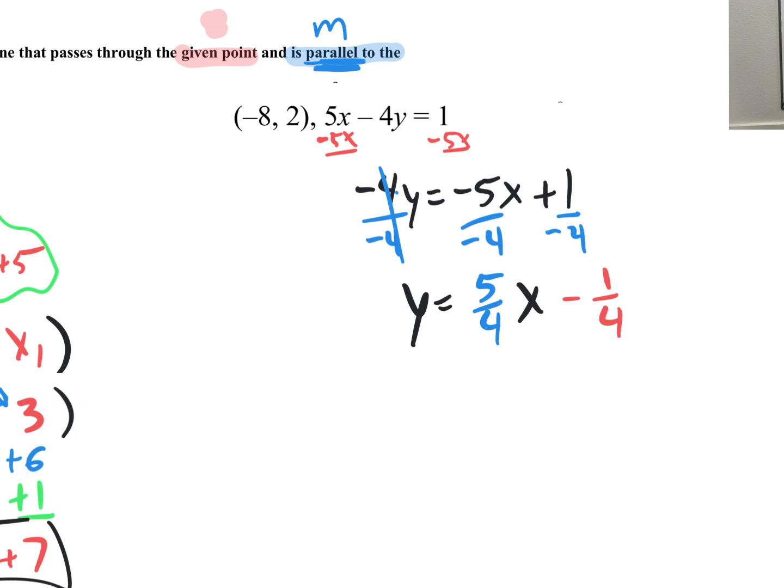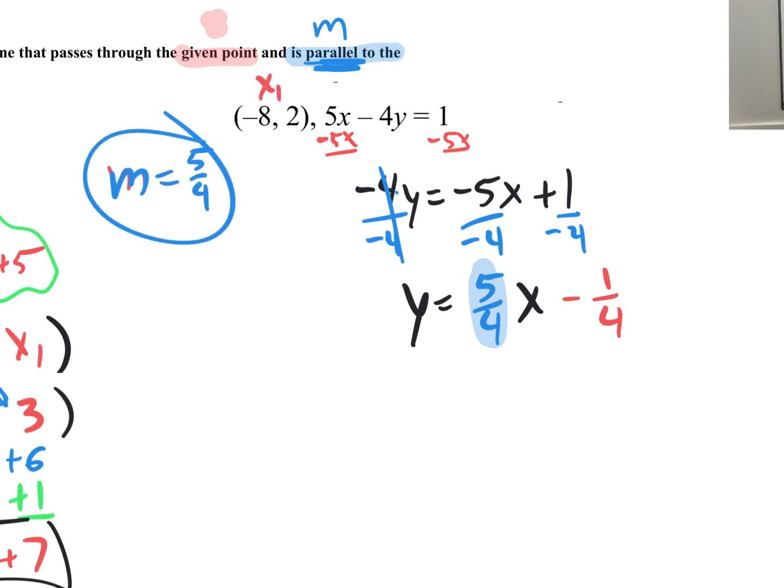The only reason they gave us that equation is to tell us that our equation is going to be parallel to this equation. What does that mean, parallel? Equal what? The same what? Same slope. So this guy is our slope. Our slope, actually I should do that in blue. Our slope is 5 over 4. That's our slope. But what about our point?